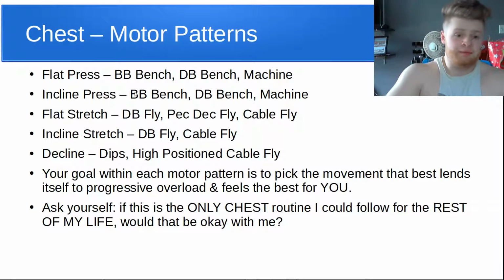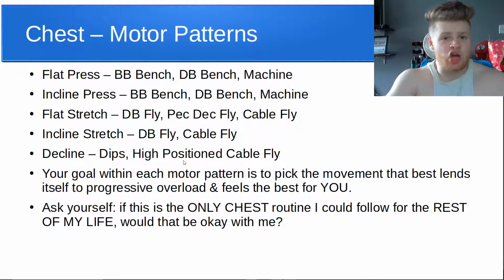So now, what your goal is as an athlete is to pick one movement out of all of these. And the way that we go about picking that movement is you're going to pick the movement that best lends itself to progressive overload and feels the best for you. Now what does this mean? What does progressive overload mean?